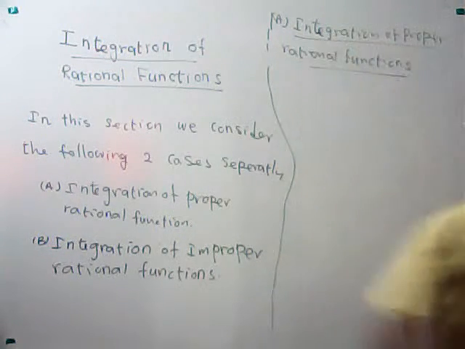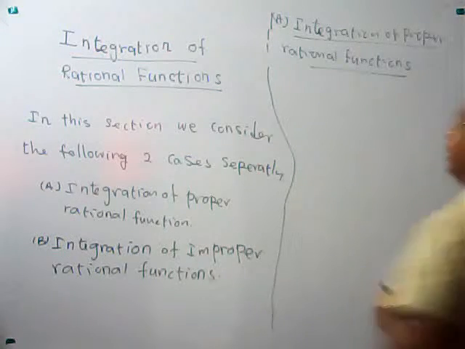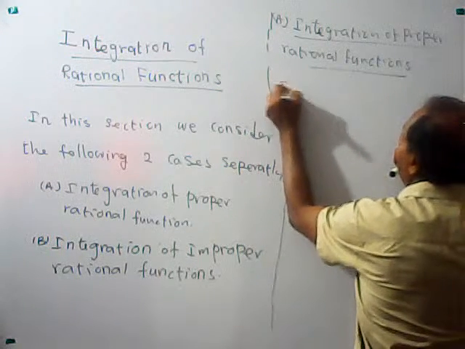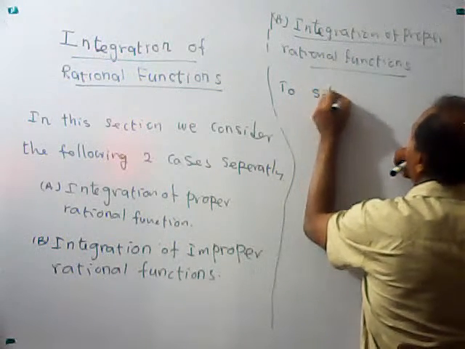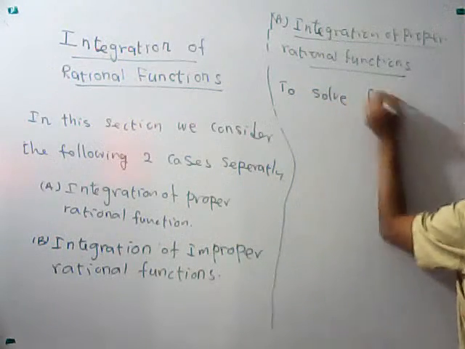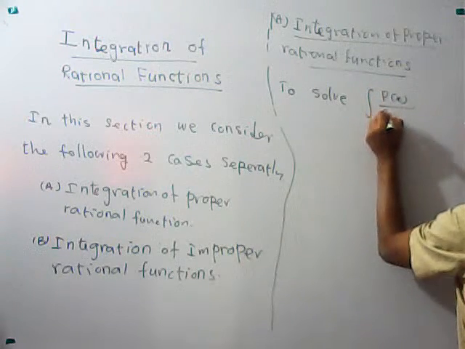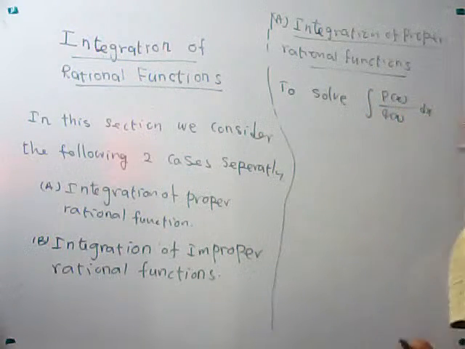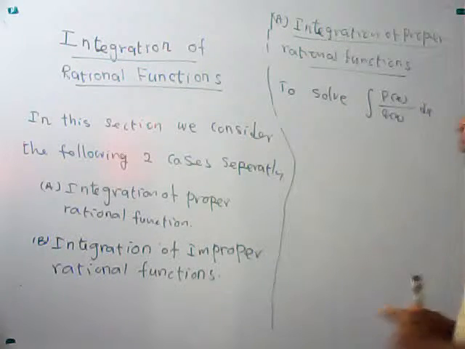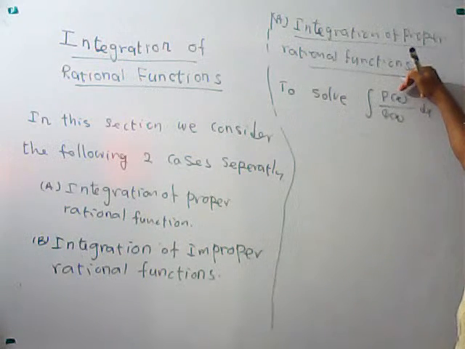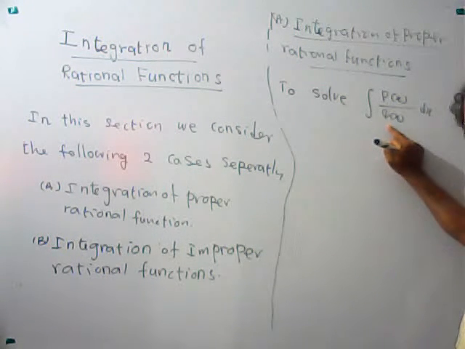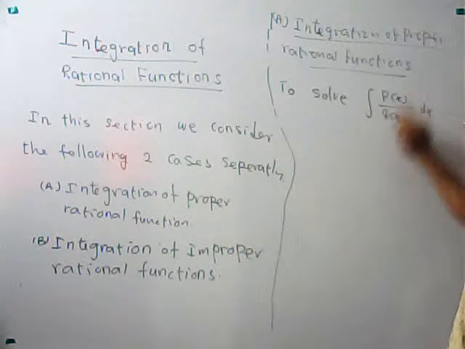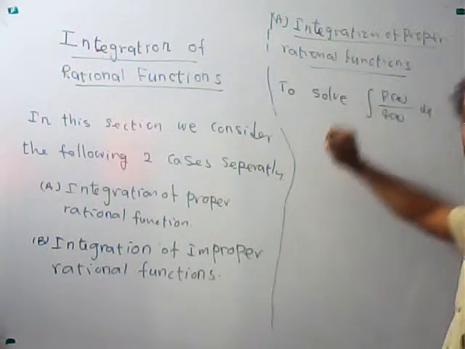Now, the problem looks like this. To solve an integration problem, the integral of dx over qx, that is a rational function, right? A proper rational function means the degree of the numerator px is less than the degree of the denominator qx. That's what they are considering here.